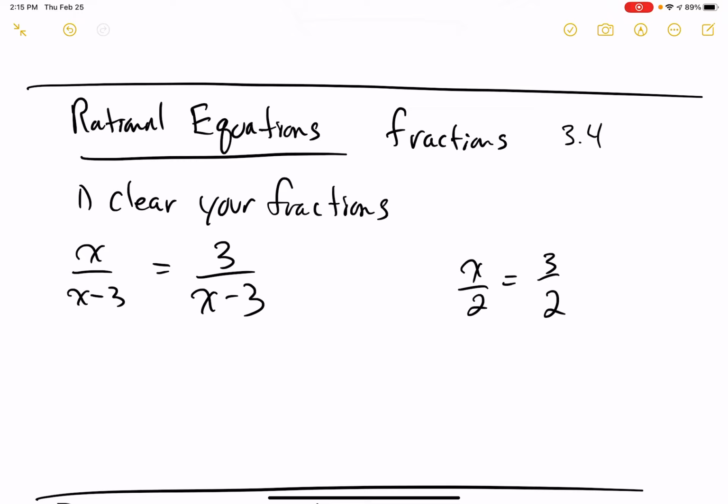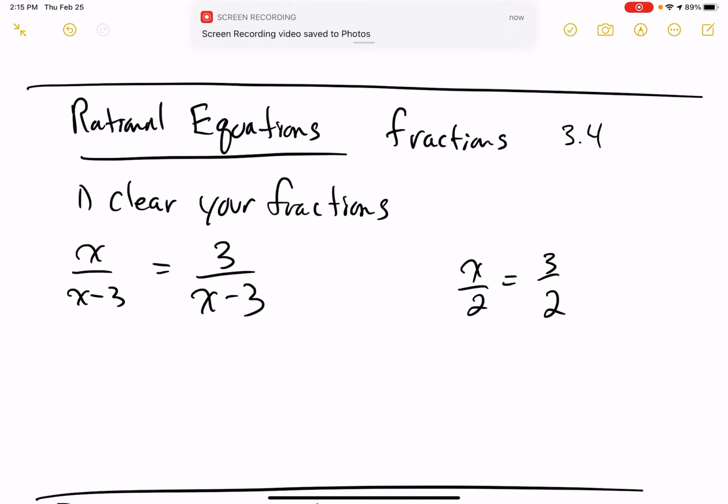Okay, in section 3.4, we're going to talk about rational and radical equations. Rational equations are equations that have a fraction in them, and oftentimes that fraction will have a variable in the denominator. The whole idea when you're working with rational functions is to get your denominator common to all of your terms. You've got to find that common denominator, and there are different techniques that you can use to make that happen.